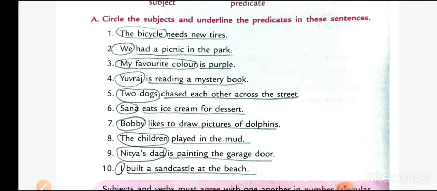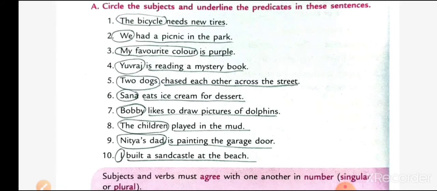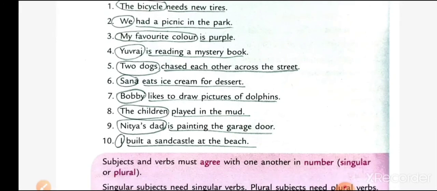Circle the subjects and underline the predicates in these sentences. 1. The bicycle needs new tires. 2. We had a picnic in the park. 3. My favorite colors is purple.